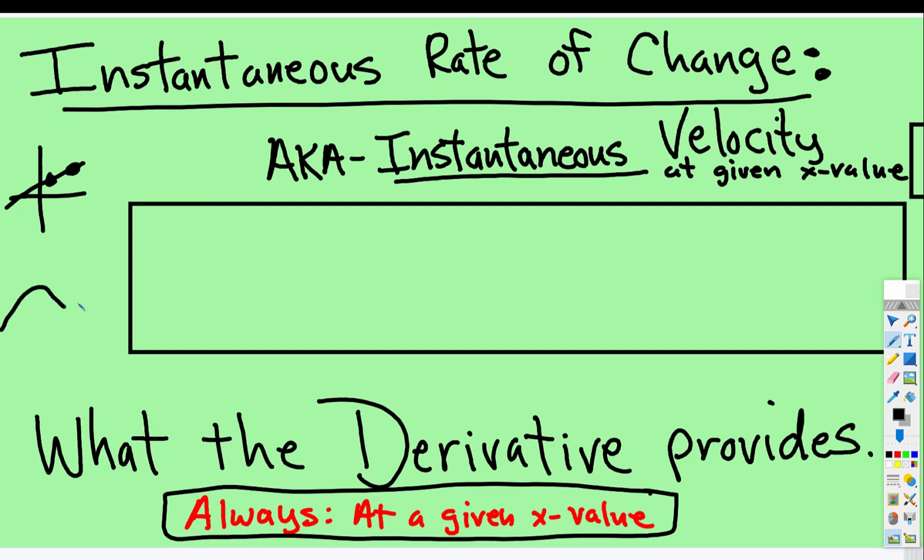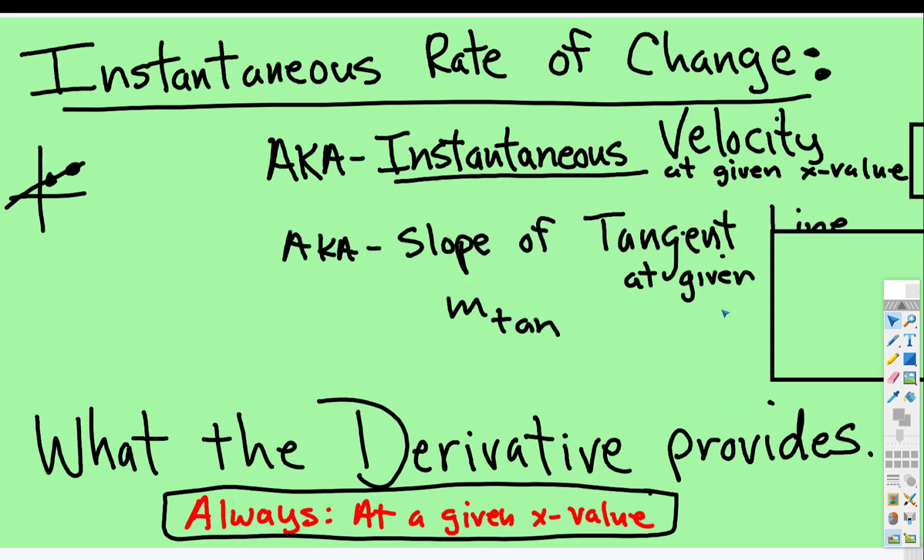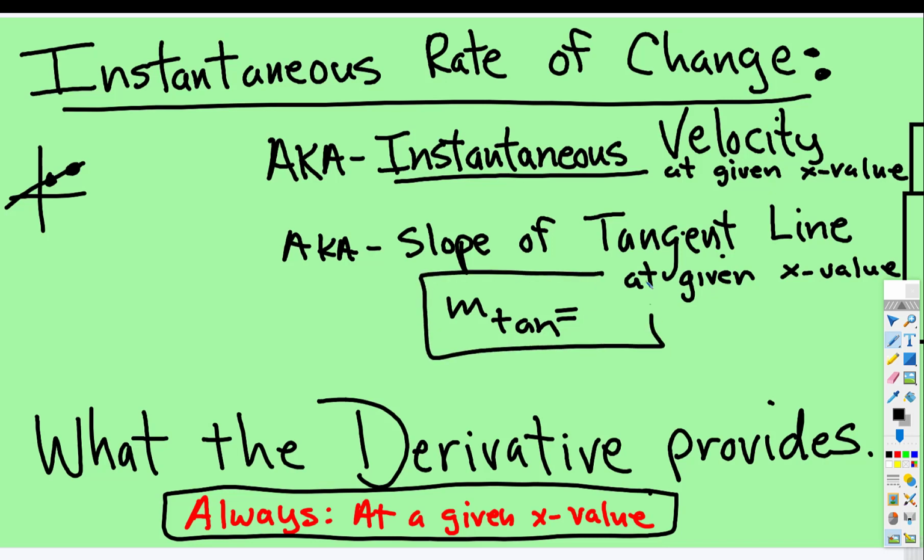So for example, this rate is going to be different than this rate, which is going to be different than this rate. So it's always at a given x value, or sometimes it's the t value, for instantaneous rate of change. Also called slope of the tangent line at a given x value. So when we're talking about instantaneous rate of change or instantaneous velocity, oftentimes we write it as m sub tangent.